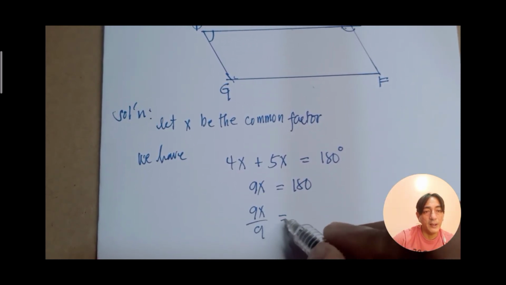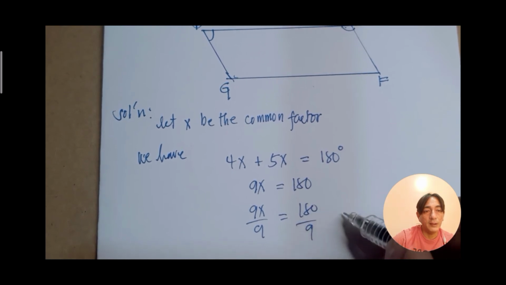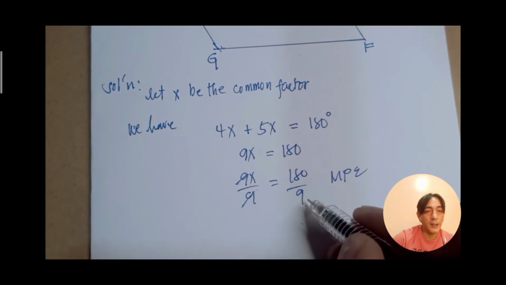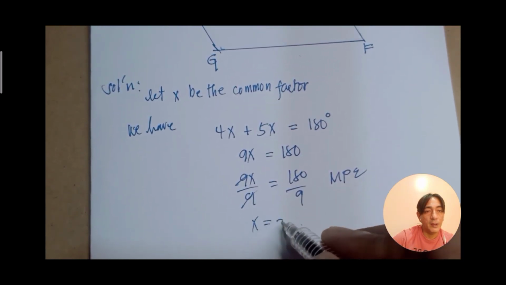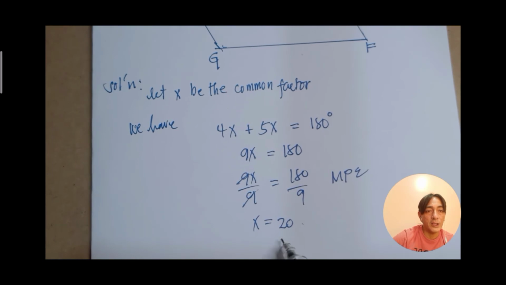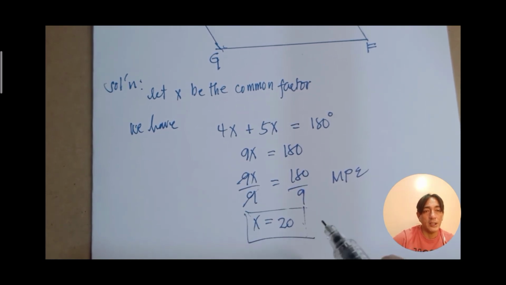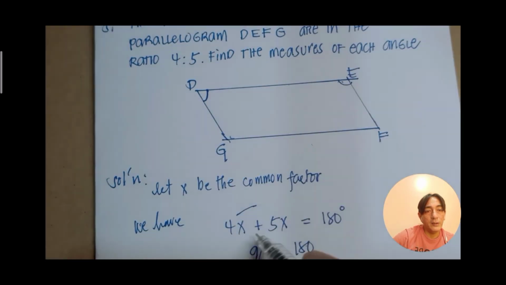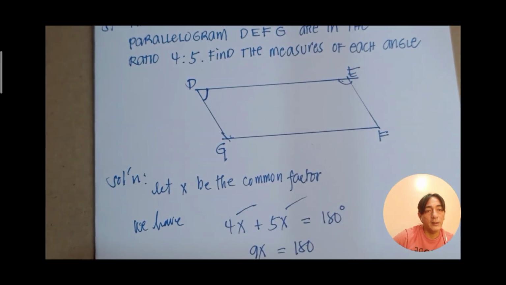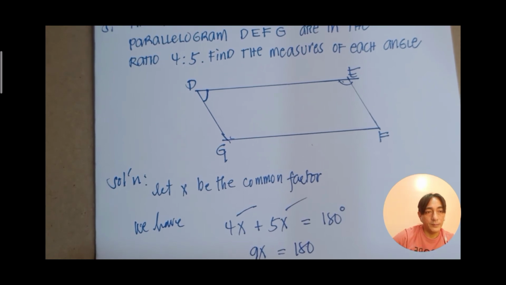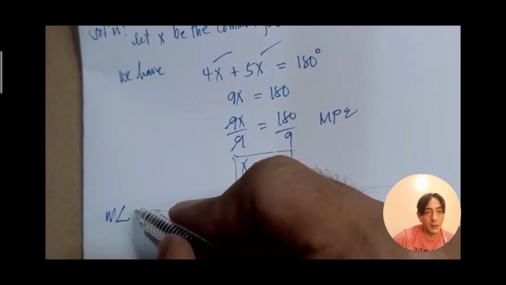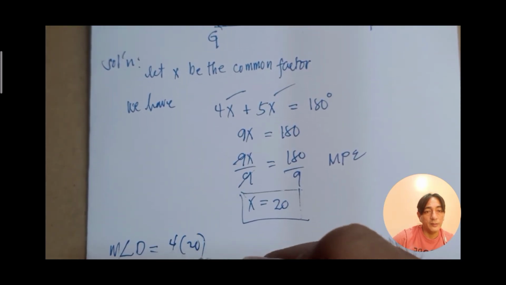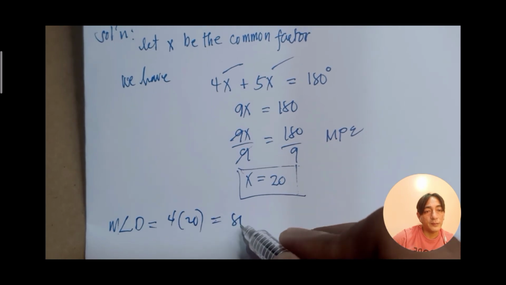So 9x divided by 9, 180 divided by 9 using the multiplication property of equality. So 9 divided by 9 will be x. 180 divided by 9, and that will be 20 degrees. So, ang common factor nila will be 20 degrees. Okay, so, ito yung angle D, which is 4x, and ito naman yung angle E. Therefore, angle D will be equal to 4x, so 4 times 20 lang yan. That will be 80 degrees.